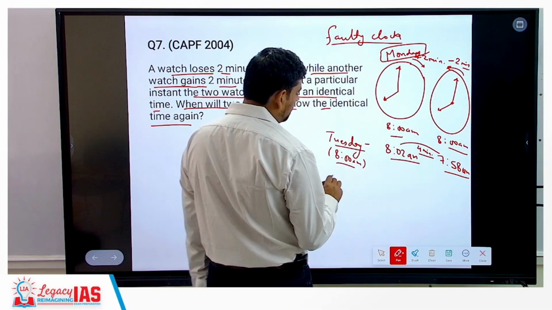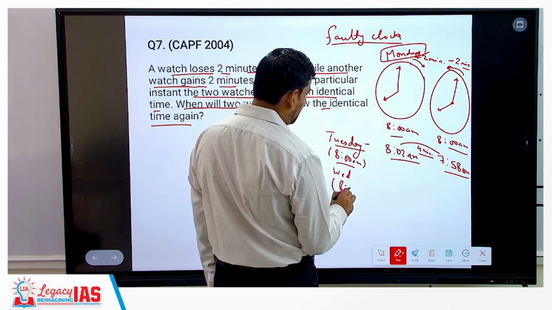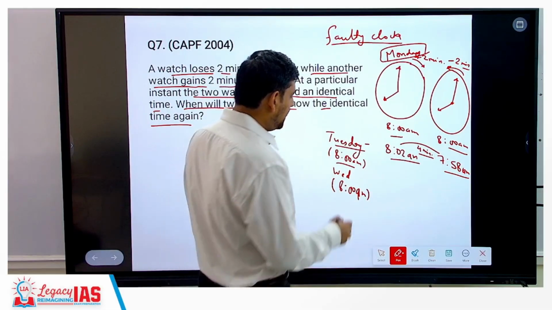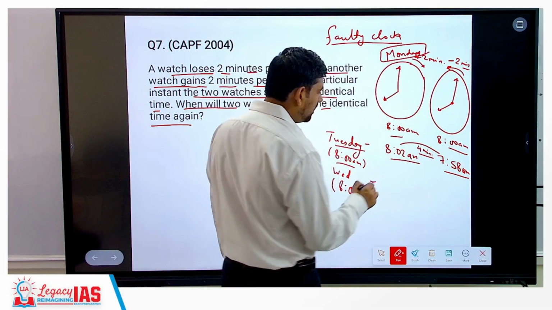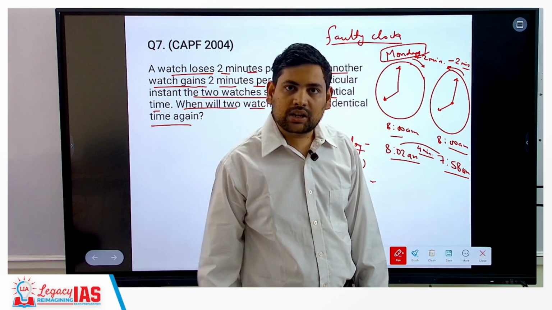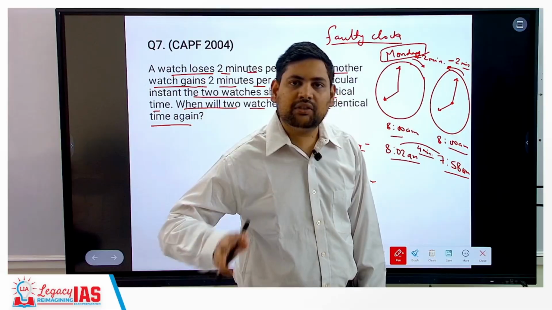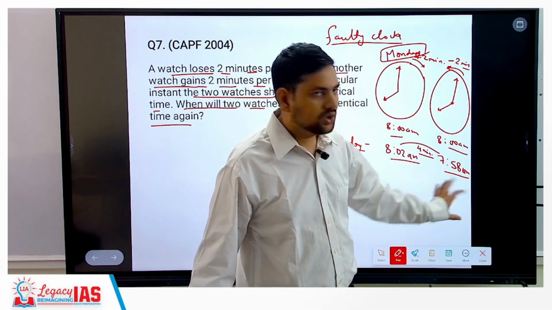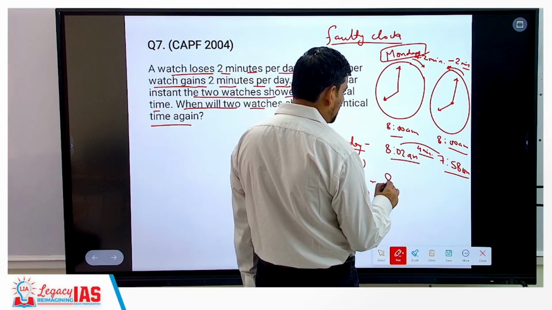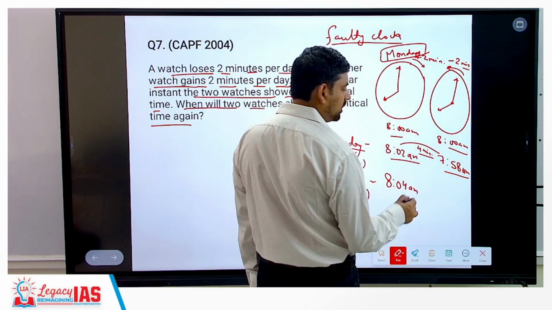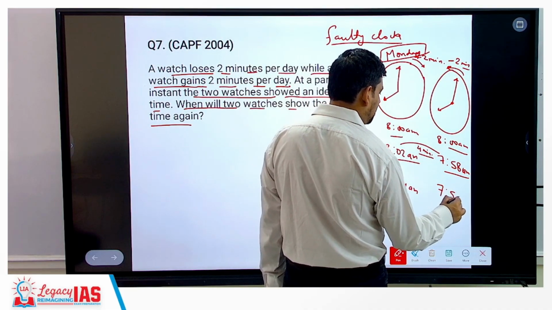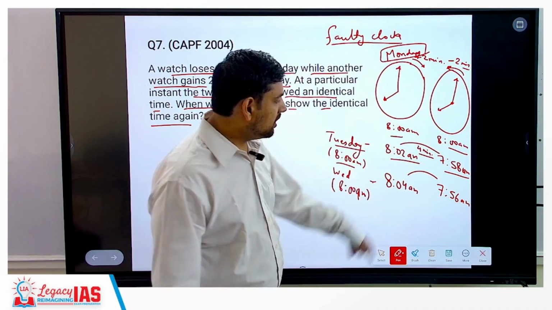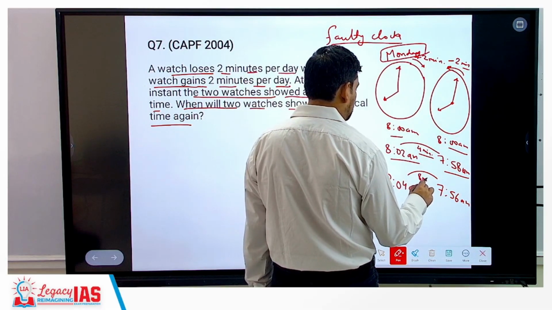Now, let's see the next day, Wednesday. Again, the correct time as per that Greenwich clock is 8 a.m. Then this clock will now be showing what? 8:02 was the time that it was showing then. But this clock loses 2 minutes every 24 hours. So again this will gain 2 minutes, this will lose 2 minutes. So this will show 8:04 a.m. and this will show 7:56 a.m. Can you see the difference between them is increasing? Now the difference has become 8 minutes.